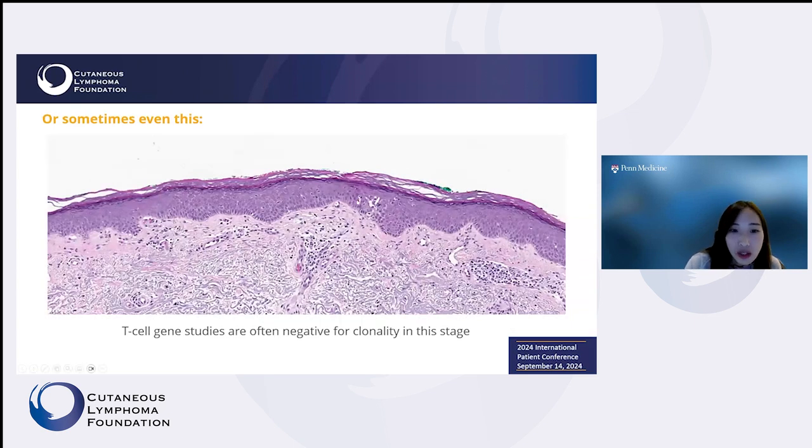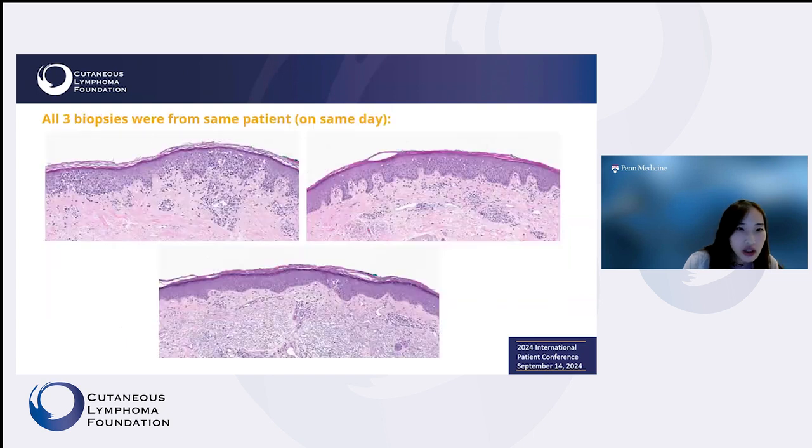I have like 3 white blood cells in the epidermis here, and the rest of it looks pretty much like normal skin. And at this stage, we can do the gene studies to look for clonality, but it's often negative at this early stage. So what's really surprising is that all 3 of those biopsies were actually from the same patient, obtained on the same day.